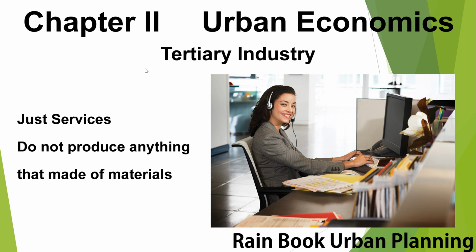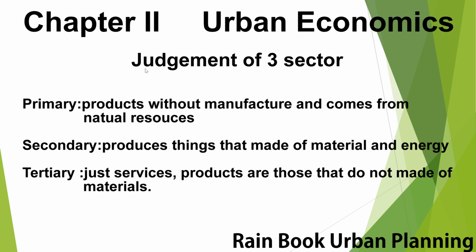How can we recognize which sector an industry belongs to? We can use the characters of these sectors to do it. The primary sector: the products are without deep manufacturing and come from natural resources. The secondary sector produces things that are made of material and energy. For the tertiary sector, it's just services. Products are all without anything made of certain substance.